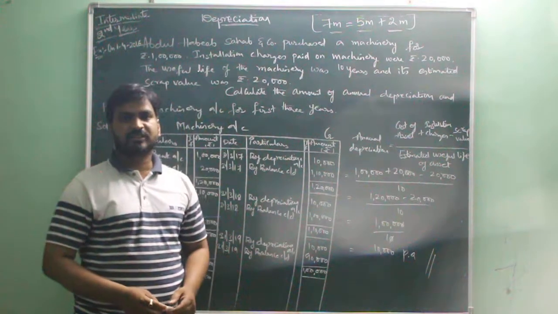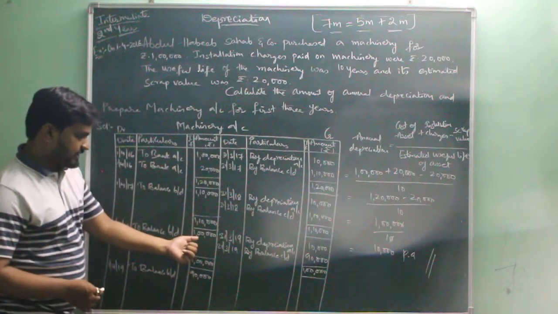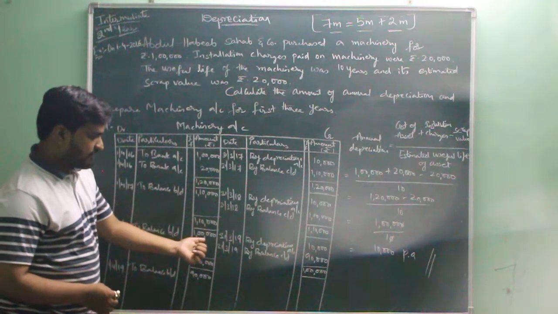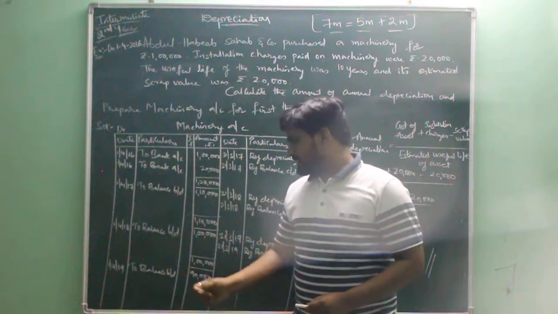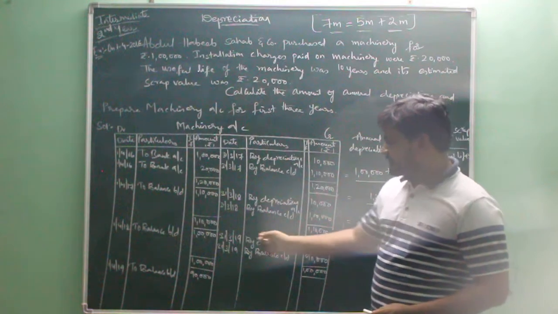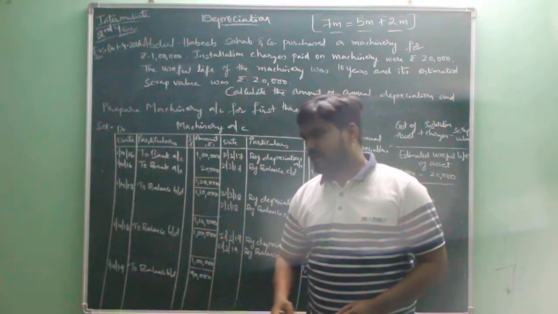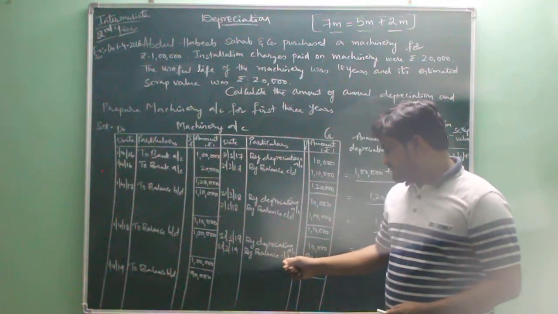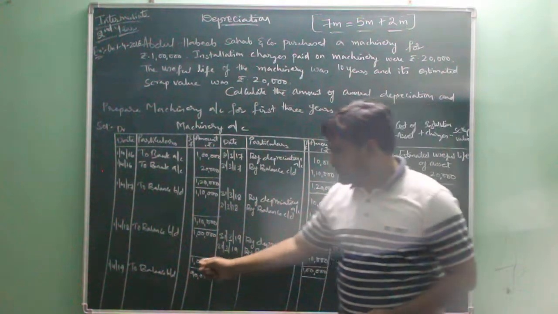If someone asks you what is the value of the machinery at the beginning of the third year, then the value of the machinery at the beginning of the third year is rupees 1 lakh. And what is the amount of depreciation that you are providing on the machinery? Then the amount of depreciation that we are going to provide at the end of the third year is 10,000. Now subtracting 10,000 from 1 lakh. If someone asks you what is the value of the asset at the end of the third year, then the value of the machinery at the end of the third year is 90,000. Then this will be brought down to next year.